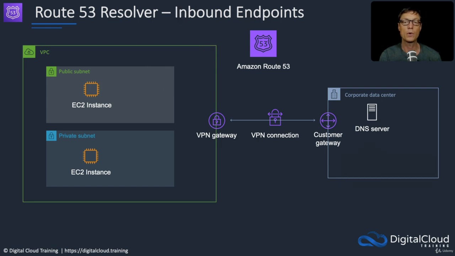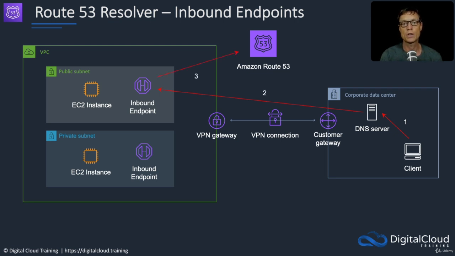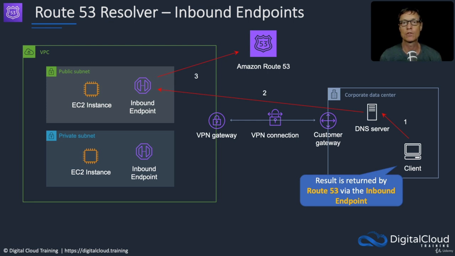The other type of endpoint is an inbound endpoint. In this configuration, we have the inbound endpoint configured in our VPC. A client in the corporate data center wants to resolve a record that's in Route 53. So it's the other way around. So this time, the client is configured with a DNS server on premises. The on-premises DNS server forwards to the inbound endpoint, and then the inbound endpoint uses Route 53 to return a result. So that's how Route 53 Resolver works.